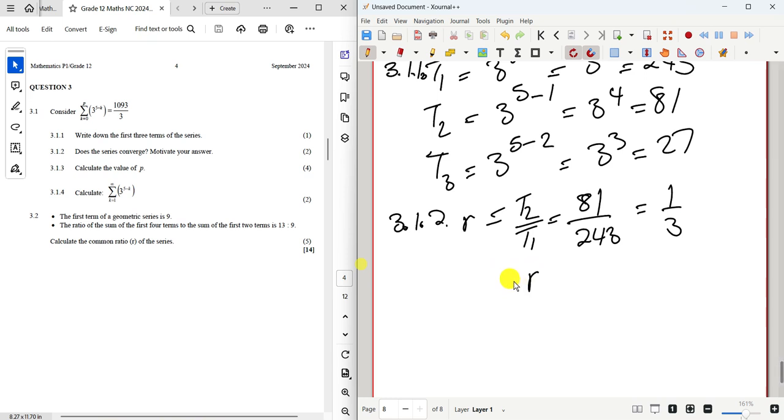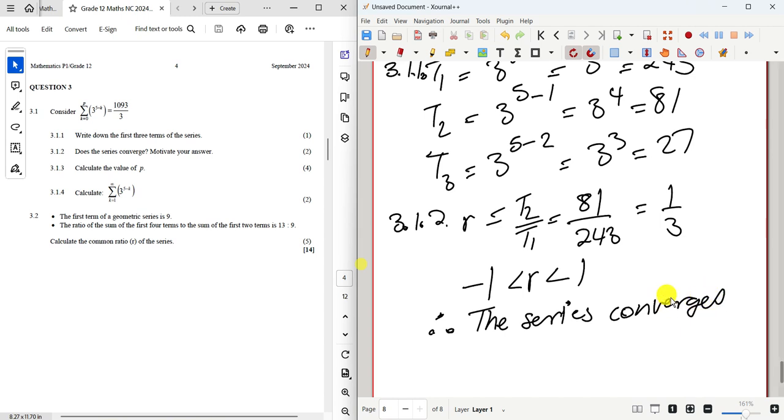So, as you can see, R is greater than -1 but less than 1. Therefore, the series converges. Remember, for a series to converge, R must be lying between these values. So the series converges. Happy? Now, 3.1.3, calculate the value of P.